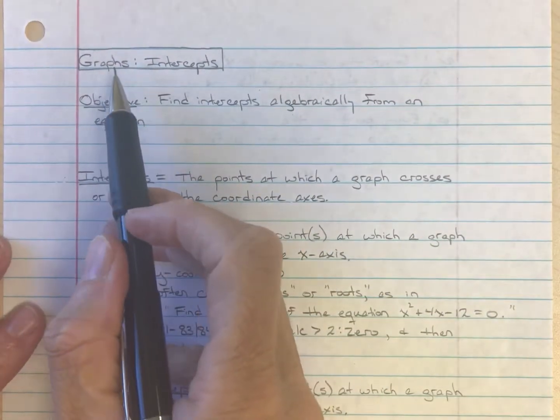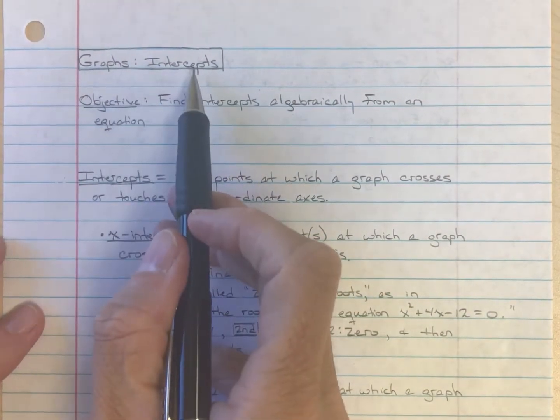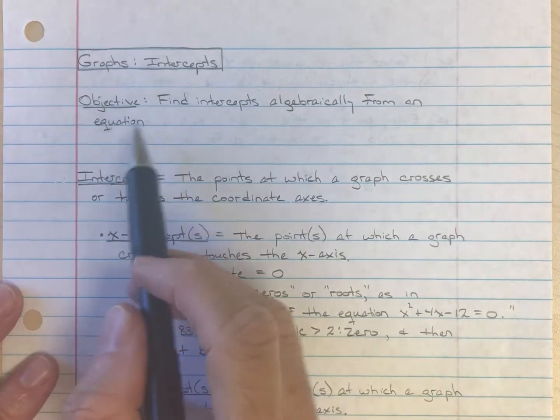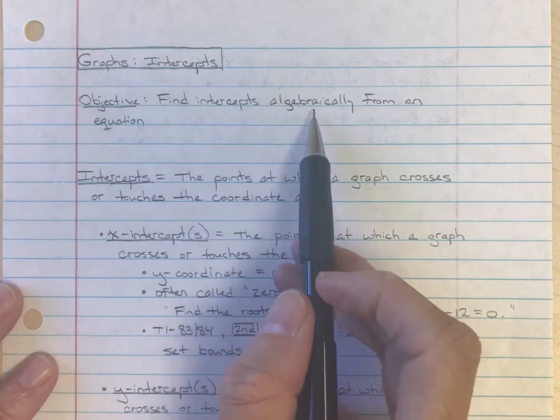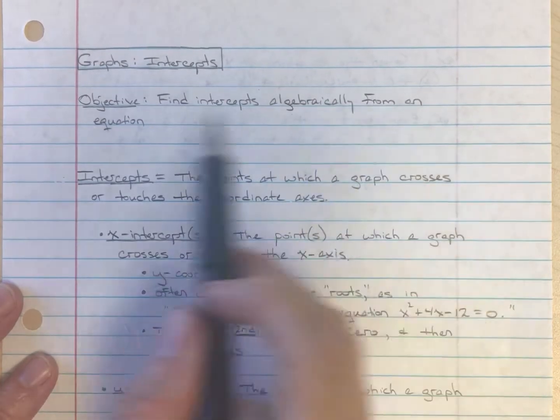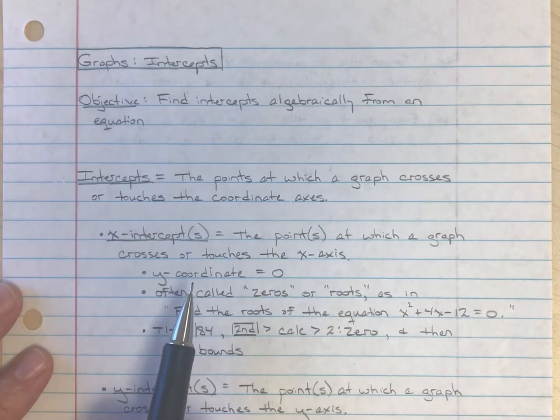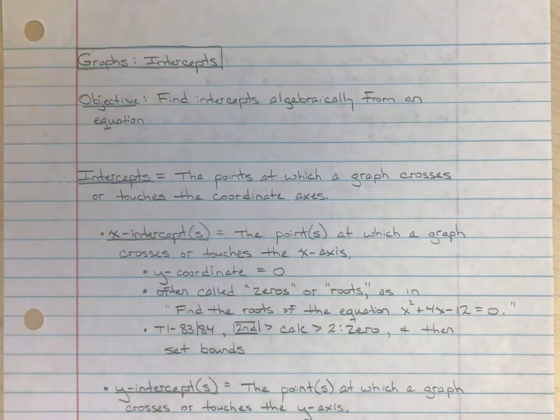Okay, let's talk about graphs and their intercepts. So our objective for this video lecture, we want to find the intercepts algebraically from an equation. We're also going to talk about how to find these using the TI 83 or 84.